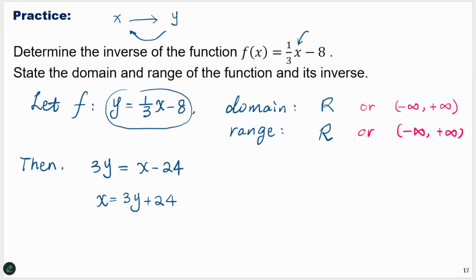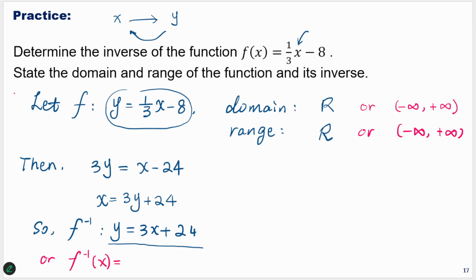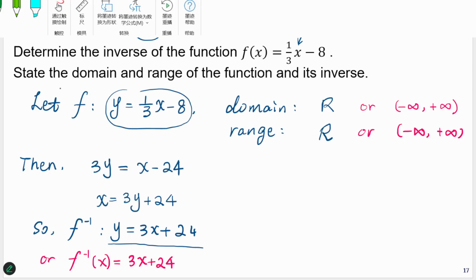But again, usually we'll use x to denote input, y to denote output. So we can make this conclusion here. F inverse is y equals 3x plus 24. So in this expression, we use x as input, y as output. Basically speaking, in the last step, change your x and y, change their positions, okay? Or you could also directly write f inverse of x equals 3x plus 24. This is also acceptable.